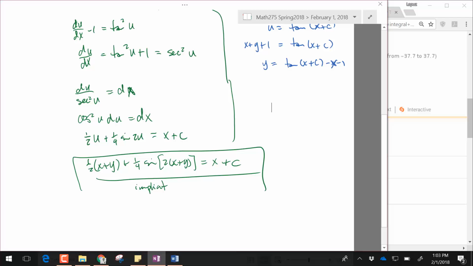The thing that I just erased. So yeah, I don't know if I'm going to be able to tell you if you can leave it as an implicit or explicit solution, but I'll try. All right.